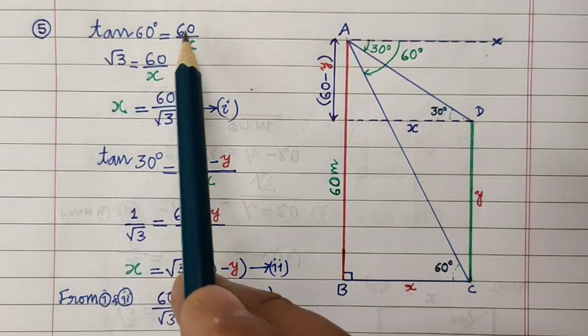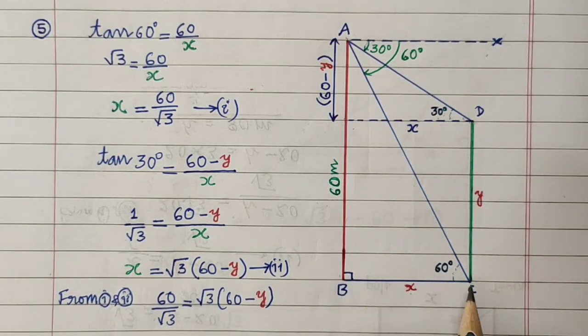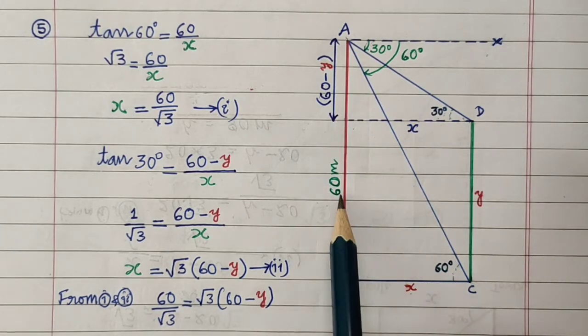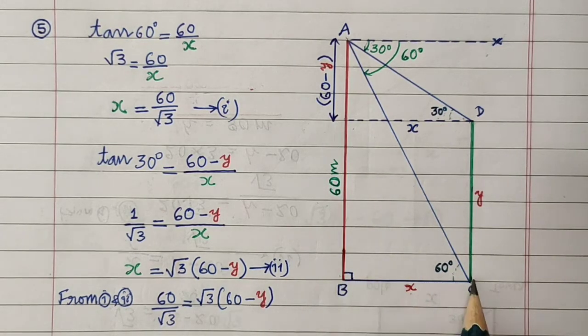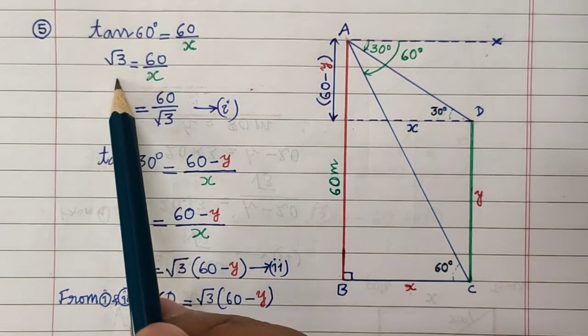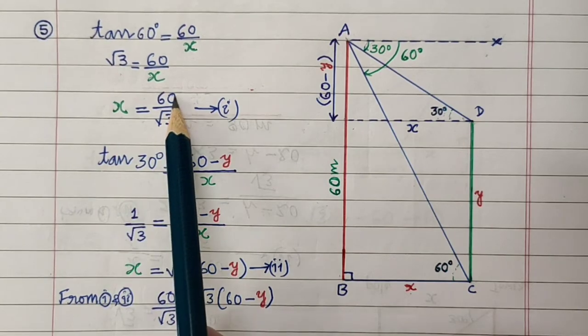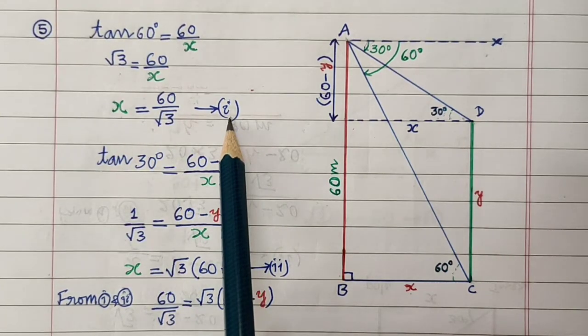Tan 60 degrees is equal to perpendicular divided by base, opposite side divided by base, that is 60 by x. Tan 60 is root 3, so root 3 equals 60 by x, or x is equal to 60 by root 3. We call this 1.